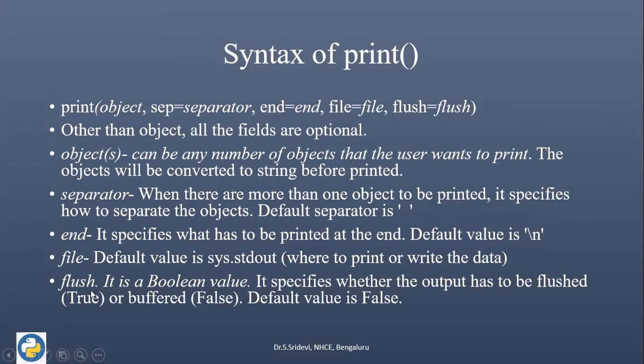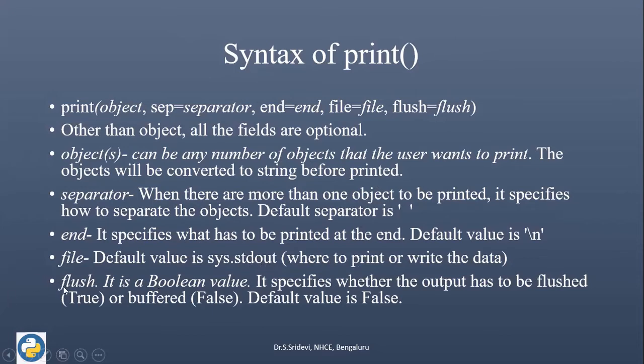And then the next argument is file. So sometimes we need to write the data to the file, or otherwise we may want to print the data to the output screen. So if we want to print the data to the file, that is when we want to write the data to the file, we can set the value here, but the default value is sys.stdout. It stands for standard output device, which is nothing but our monitor.